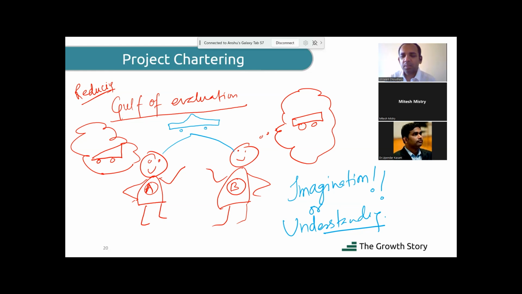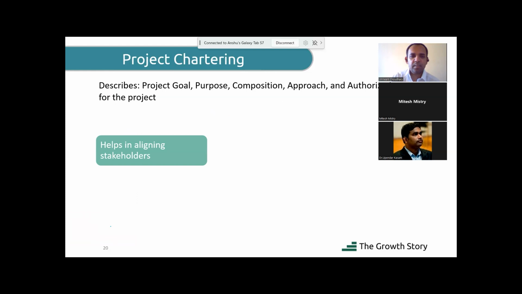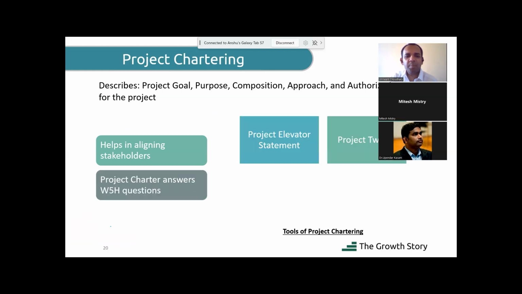Okay, so this is the purpose of creating a shared vision. So how can it be created? There are many ways. Number one is project chartering. What is chartering? Chartering is a brief document about the project. It is already written over here. It helps to align the stakeholders to understand the project.